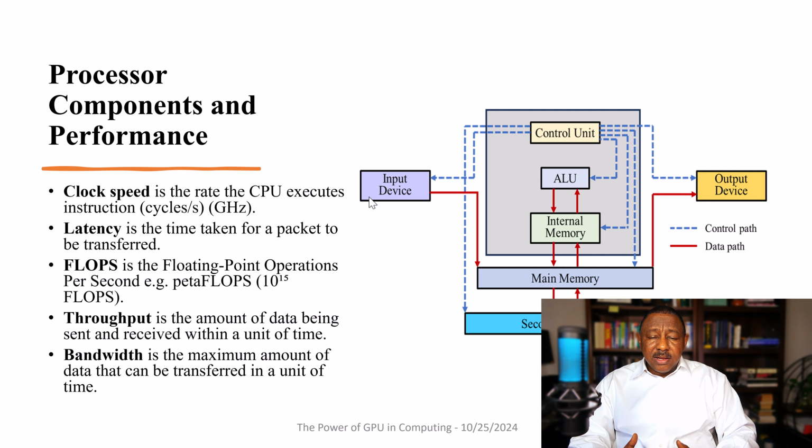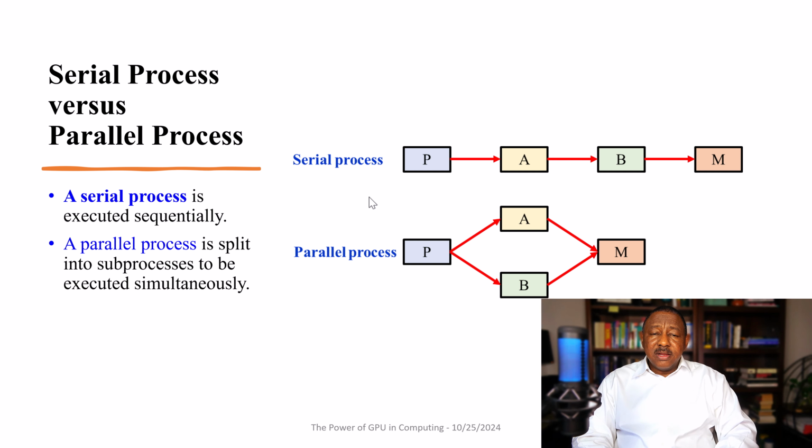And throughput as well. That means the bandwidth, or the amount of data that can be processed per second, and bandwidth is the maximum amount of data that can be transferred in a second. Also, these are metrics that we can focus on.